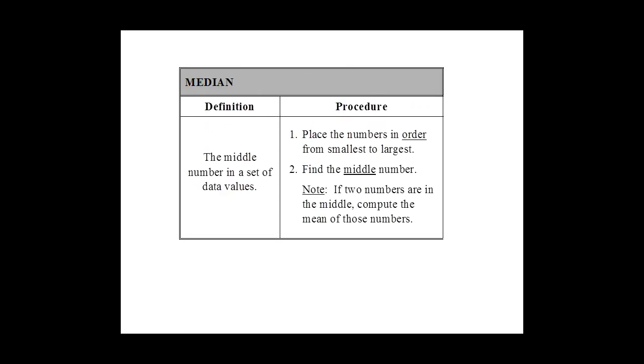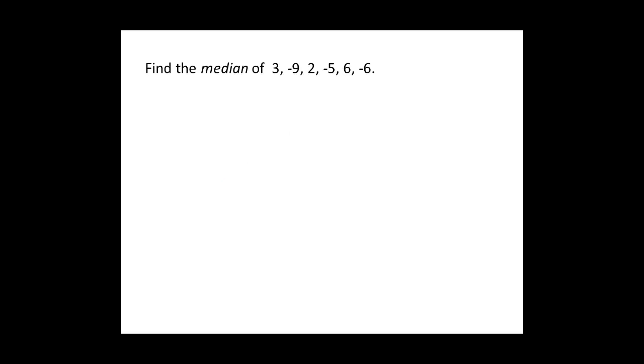Median. The median is the middle number in a set of data values. The first thing we must do is place the numbers in order from smallest to largest. Then find the middle number. If 2 numbers are in the middle, compute the mean of those numbers. Find the median of the numbers 3, -9, 2, -5, 6, and -6.